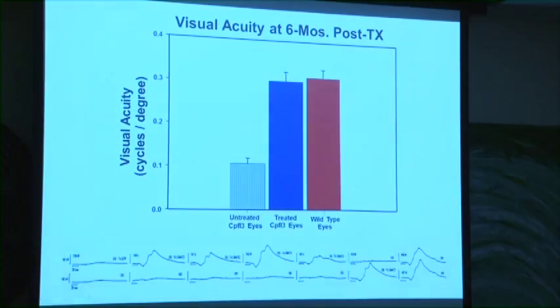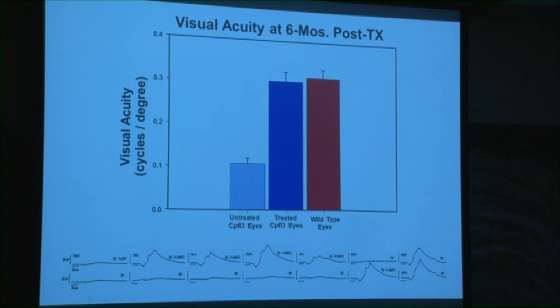Okay, so for GNAT2, I'm only going to show the one outcome here: visual acuity, untreated eyes, wild-type eyes in red, and the treated eye in blue, and you can see there's been an improvement to essentially wild-type visual acuity, mouse visual acuity anyway, with a very good p-value.